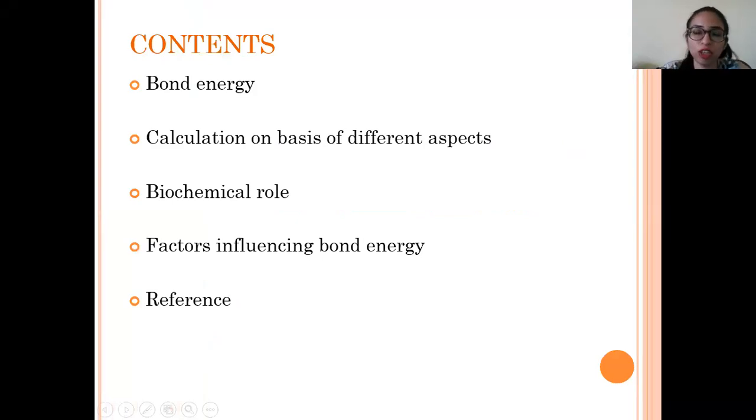Bond energy. The contents are bond energy, calculation on the basis of different aspects, biochemical role, factors influencing bond energy, and last is reference.